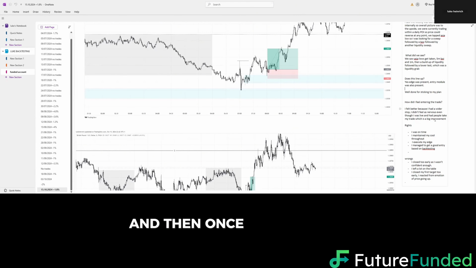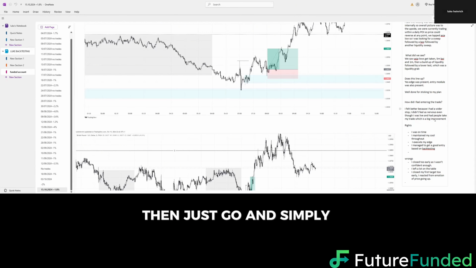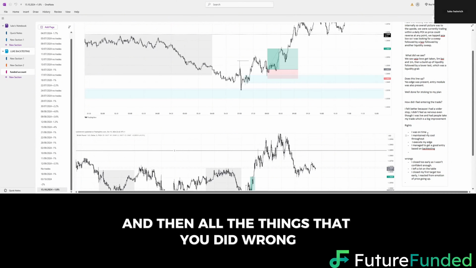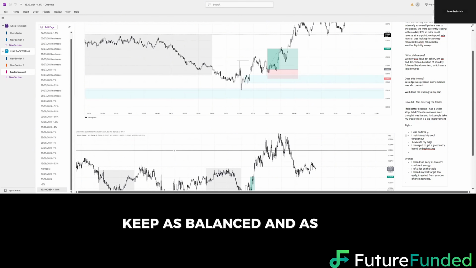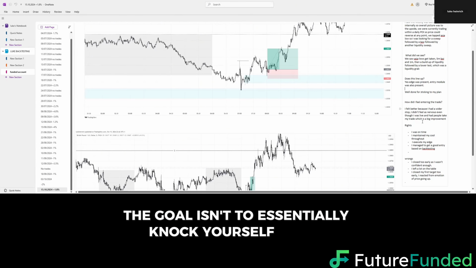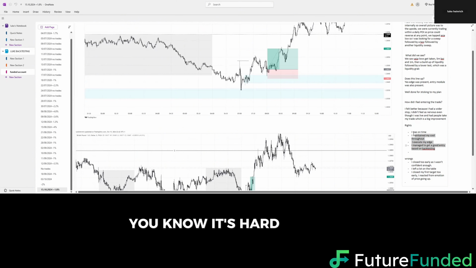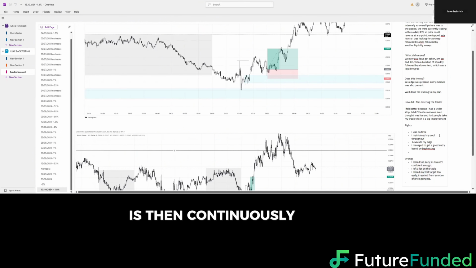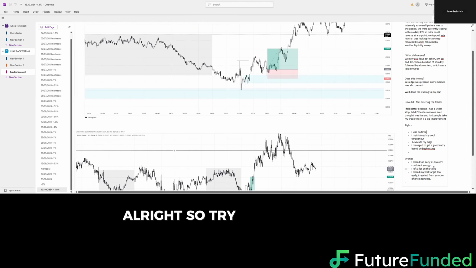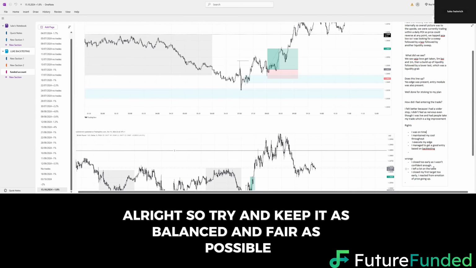Okay, and then once you've done that, just go and simply write down all the things that you did right and then all the things that you did wrong. Keep it as balanced and as fair as possible. If you take a losing trade, the goal isn't to essentially knock yourself down. Trading, it's hard enough already. The last thing you need to do at that point is continuously start battering your self-worth. All right, so try and keep it as balanced and fair as possible.